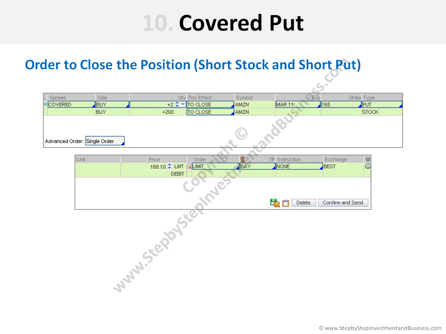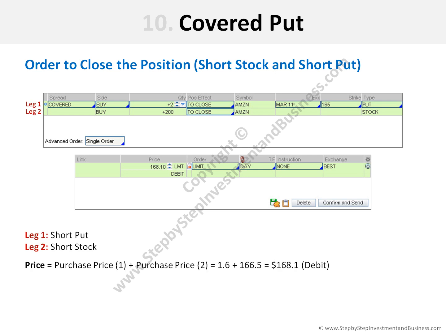In the same way, the order to close the position can also be entered using an order with two legs. Here we can see an example. Leg number 1 consists of buying the puts we had sold, and leg number 2 consists of buying the shares we had sold short.